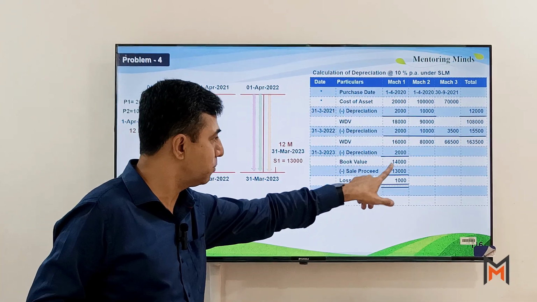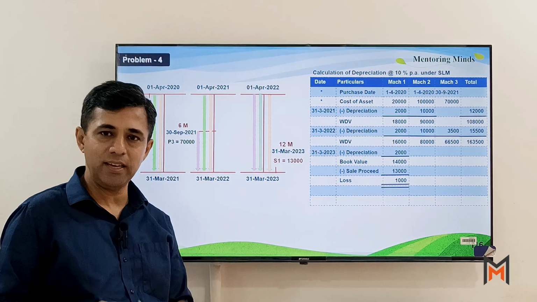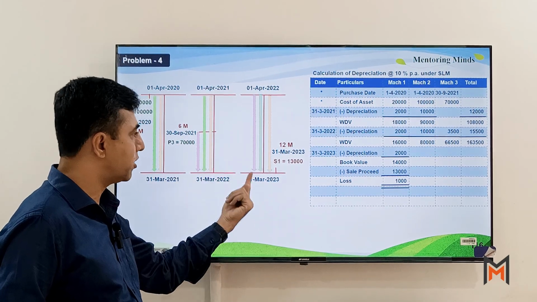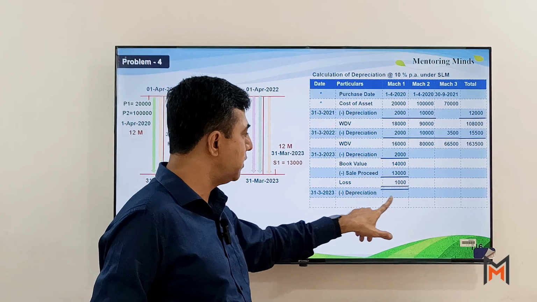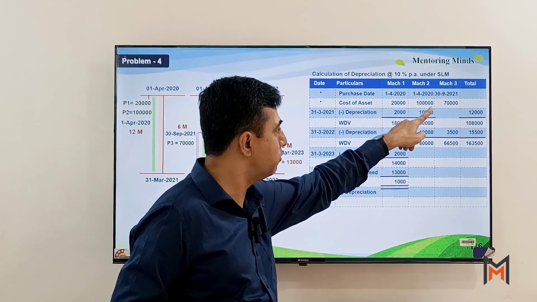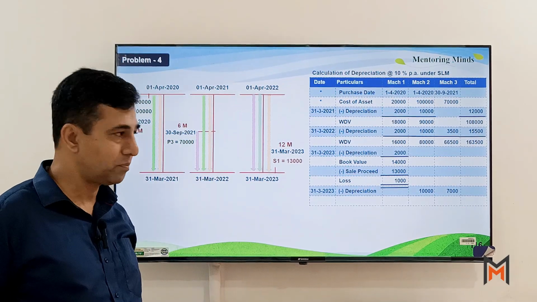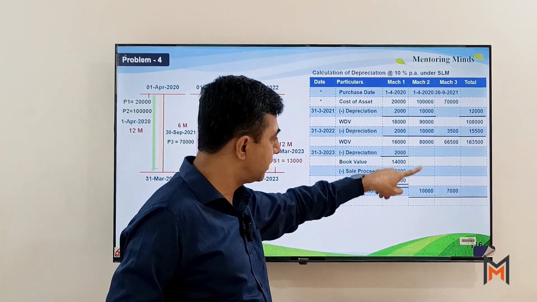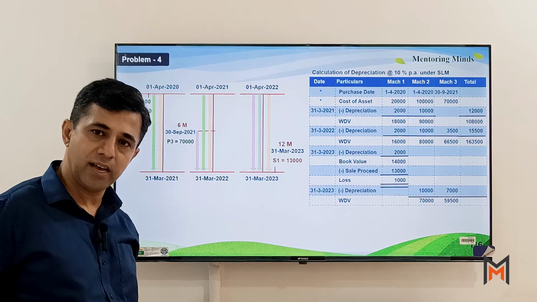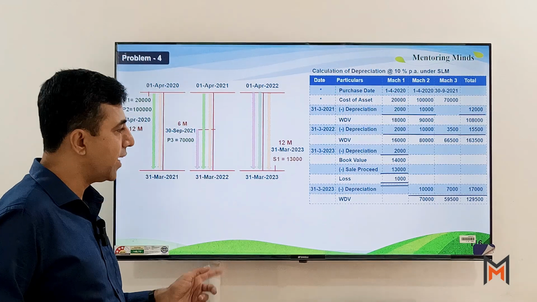So after considering this profit or loss on sale of asset, we should calculate the depreciation for the remaining assets. So how many assets are left now? Sir, we have the second asset and the third asset left. So on 31st March we will charge depreciation at 10% on original cost. So 10% of 1 lakh is 10,000. In the same way 10% of 70,000 is 7,000. The written down value is 80 minus 10, which is 70, and here 66,500 minus 7,000 is 59,500. So total amount of depreciation is 17,000 and written down value is 1,29,500.